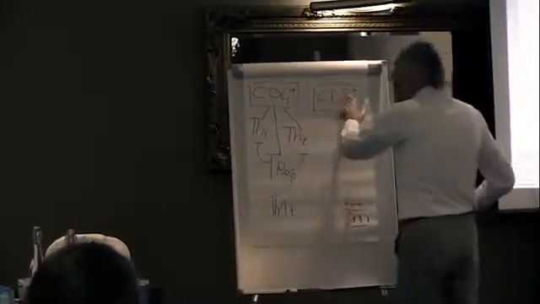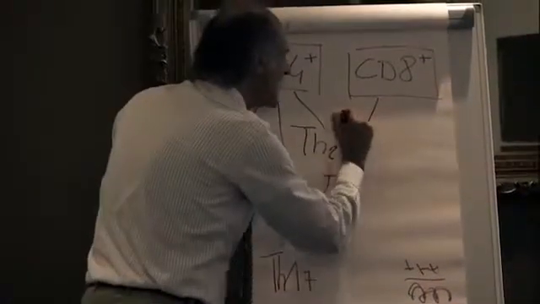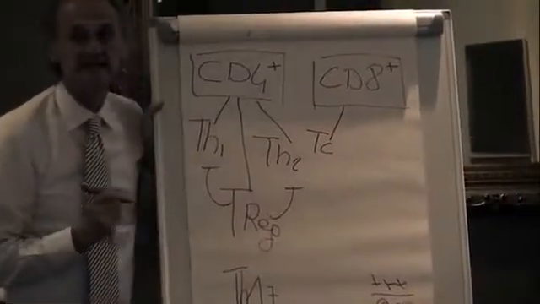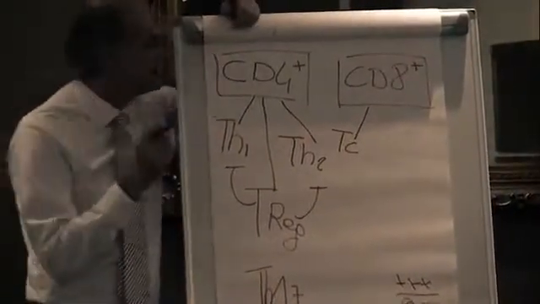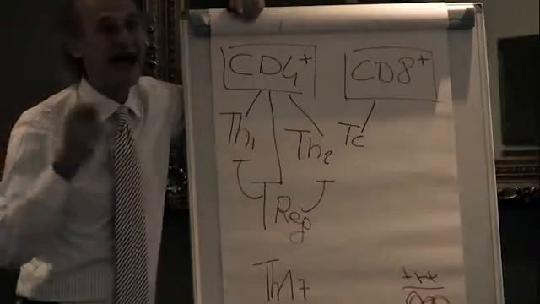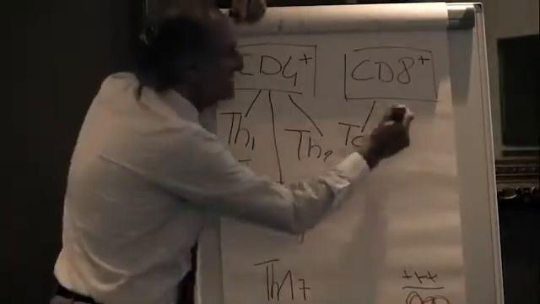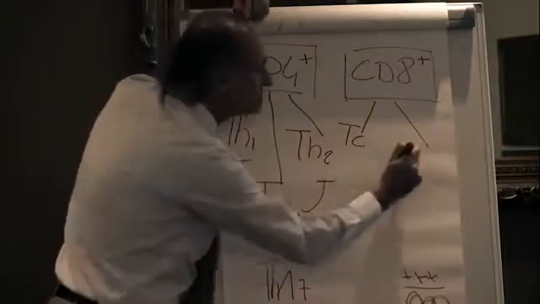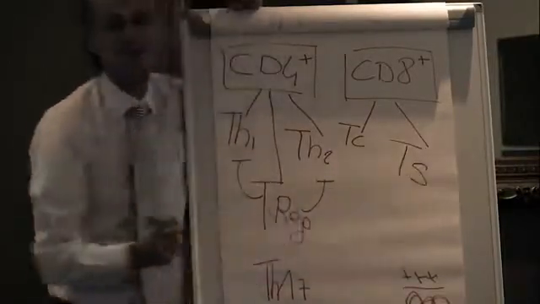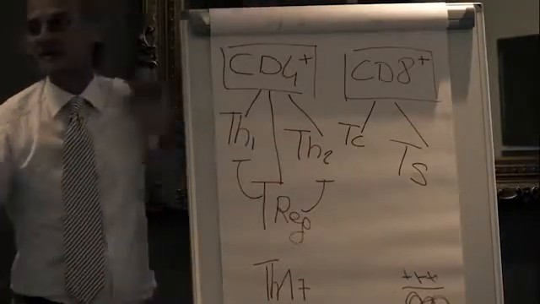From CD8, the other family, we differentiate T cytotoxic cells, which are cells able to kill a wrong cell. For instance, a cancer cell or a cell infected by a virus. From CD8, we differentiate also T suppressor cells. They are involved in immune surveillance.